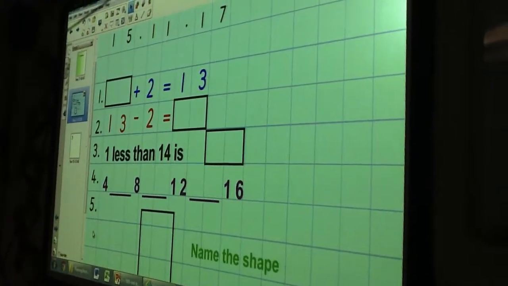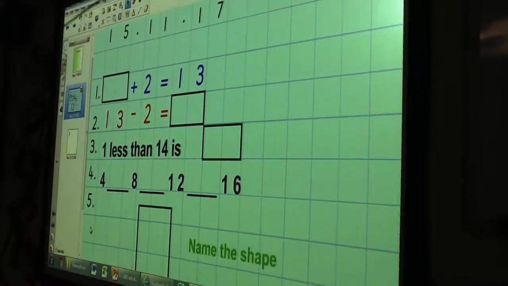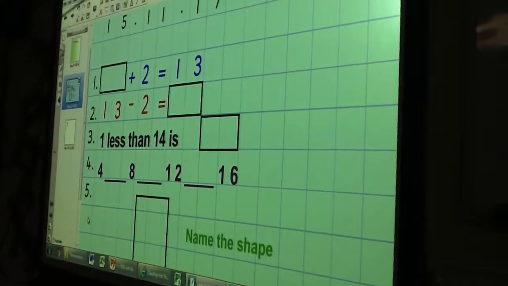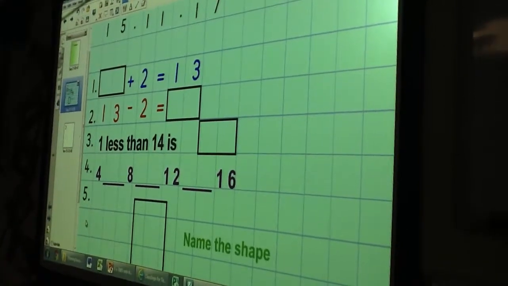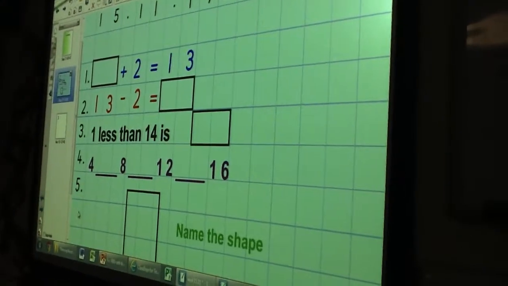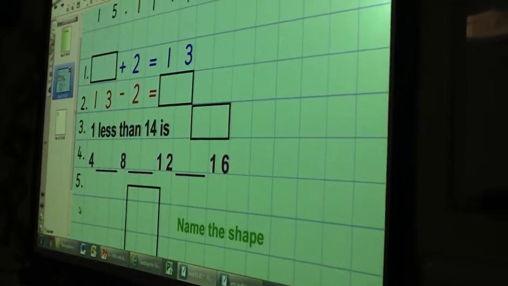Okay, boys and girls, we're about to do arithmetic. And we're about to start doing the first question here. Can somebody tell me what that number sentence is? Isa. 2 something add 2 equals 13. Good girl. Right, now how would you work that out? Lots of different ways you could work it out, but how would you work it out?